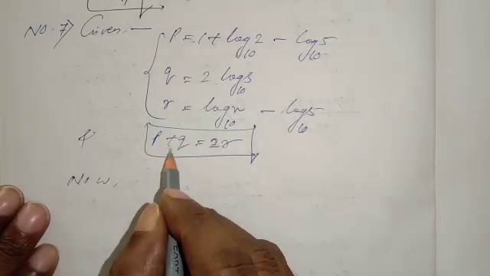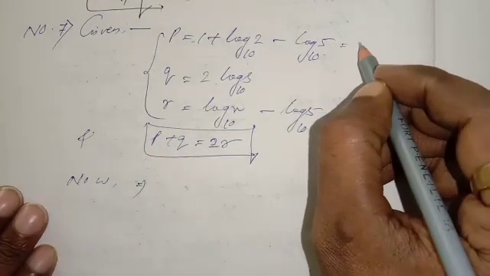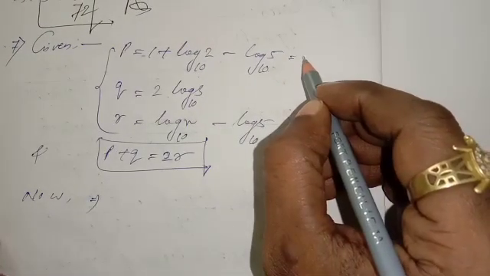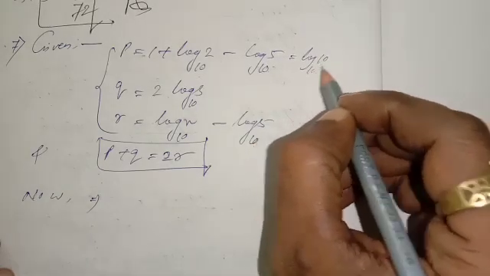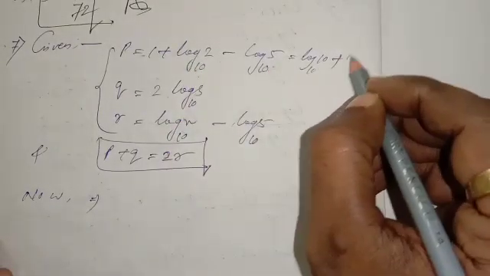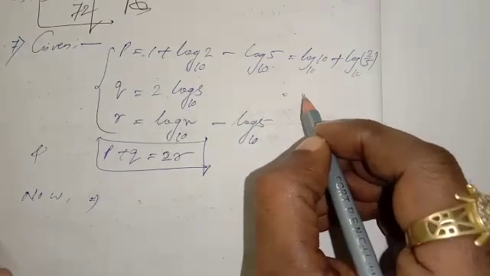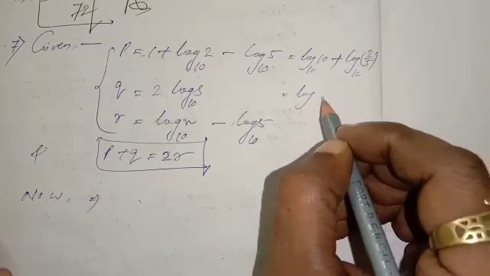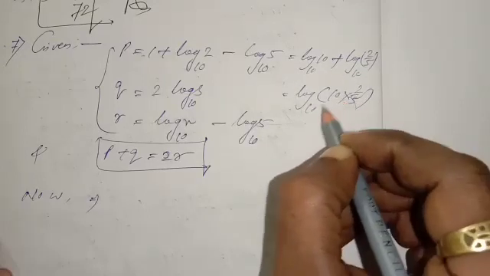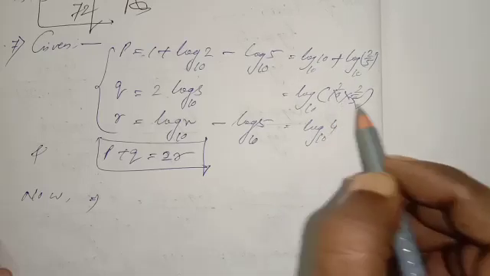Just to put the value of P here. P value equal to how much? You have to simplify a slight bit. 1 means log 10 base 10. Log 10 base 10, and this will be plus log 2 minus log 5, which means log 2 by 5 base 10. Again it can be simplified. This will be log of 10 into 2 by 5 base 10. 5 twos are 10. How much is coming? Log 4 base 10. Okay.